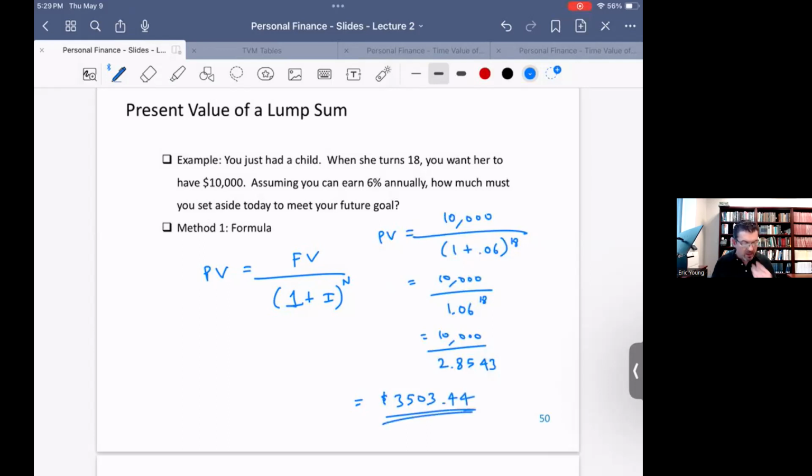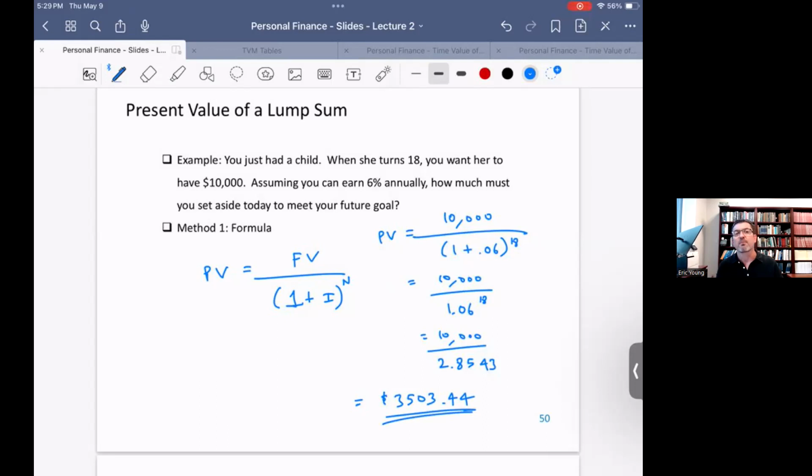or $3,503.44. In other words, my friends, if you were able to set aside today $3,503.44 in an account that earns you 6%, in 18 years, that will have grown to $10,000. Okay.